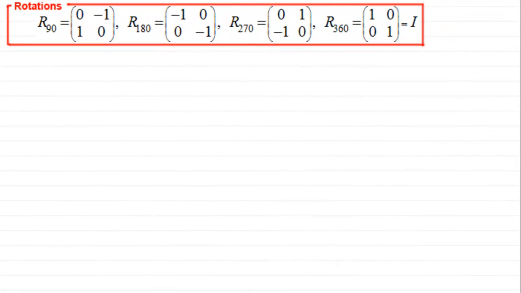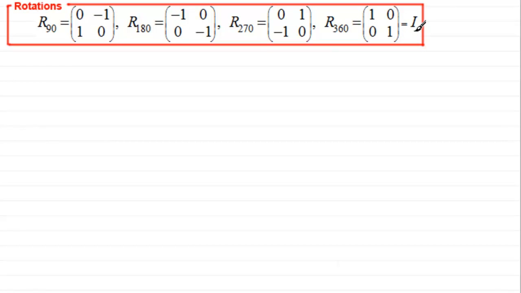Hi. Now in this video what I want to do is show you how we can combine transformation matrices, and I'm assuming that you're familiar with these particular matrices. I've called them R90, which represents a rotation of 90 degrees anti-clockwise centre the origin, and then we've got similar results for R180, rotation 180 degrees, R270, rotation of 270, and finally R360, rotation of 360 degrees.